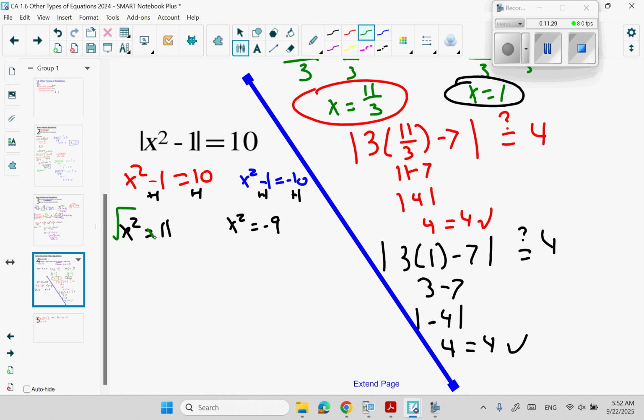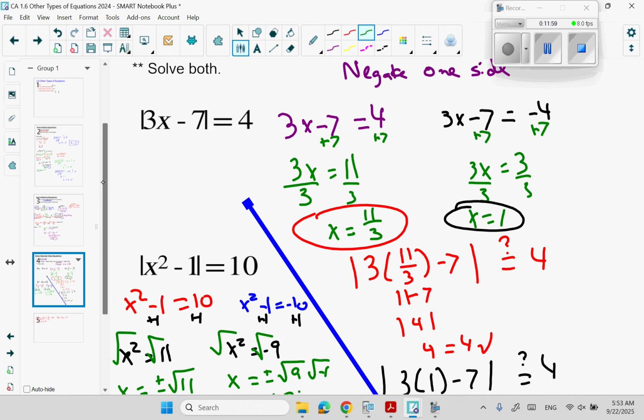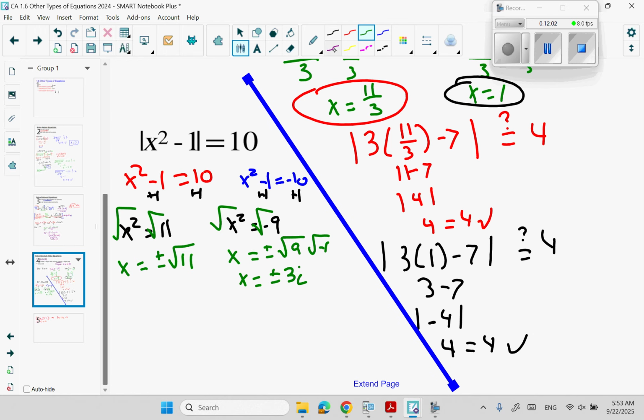From here, square root, square root. We square rooted, so we get positive and negative square root of 11. And we square rooted here, so we would get plus and minus the square root of negative 9, which we can do as square root 9 and square root negative 1, or plus and minus 3i. Now, in this situation, we have 4 answers to test, but the imaginaries we don't really have to worry about in this case, so those I'm not going to have to test.